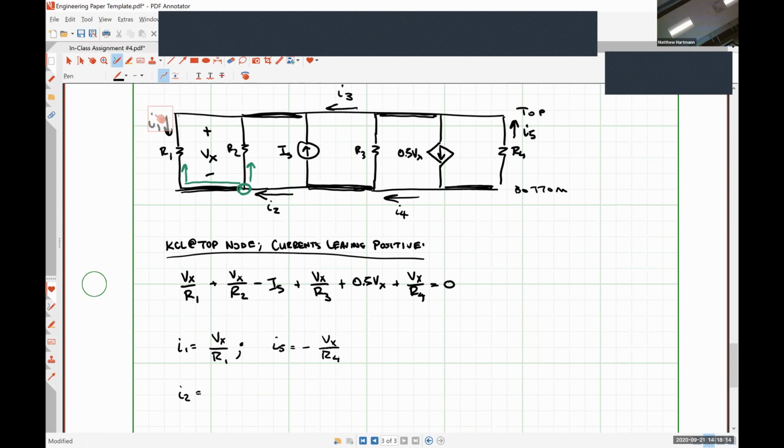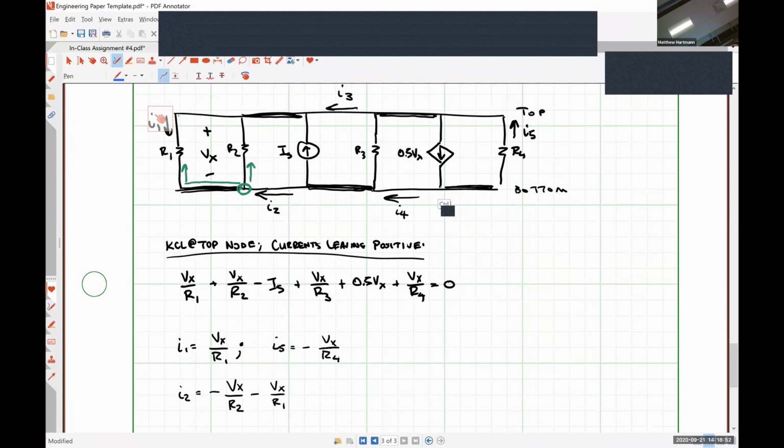Yes, because it's flowing into the negative polarity terminal. That's correct. What about the current flowing up through resistor R1? Negative Vx over R1. All right, so we've got an equation for I2 just using Kirchhoff's current law. Now let's look at I4. I4 is another easy-ish one.